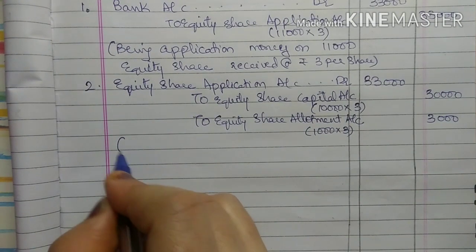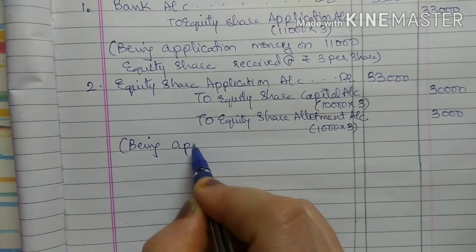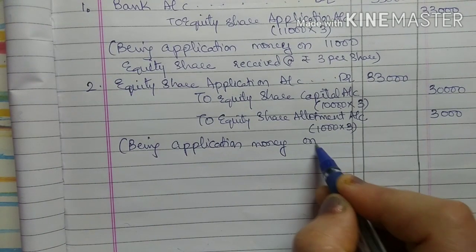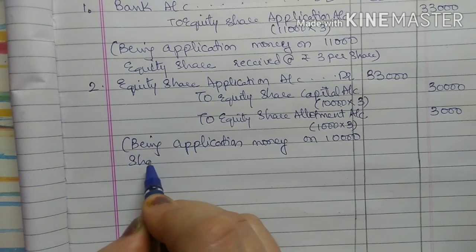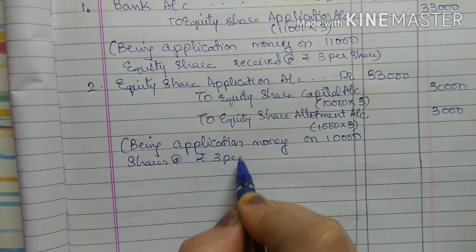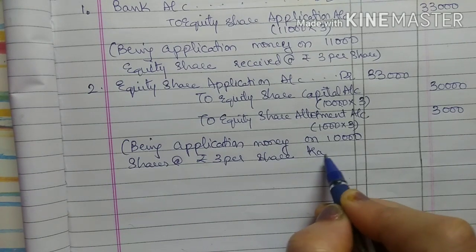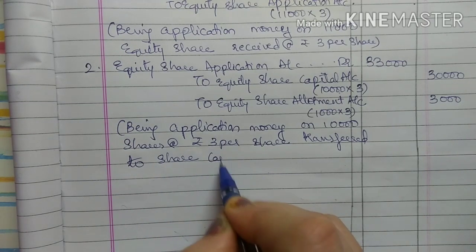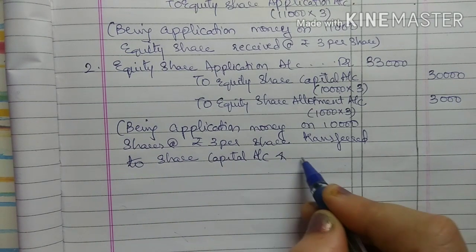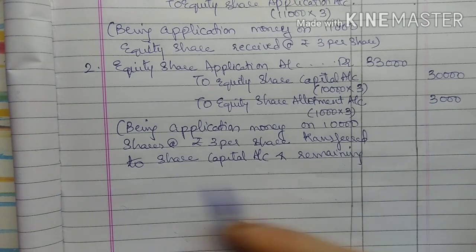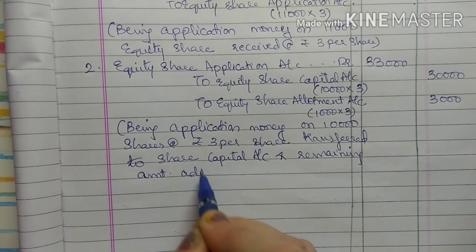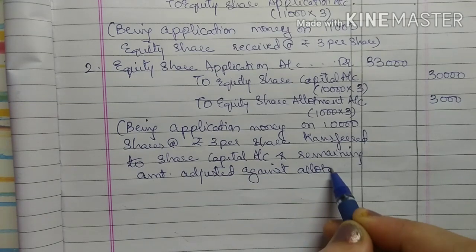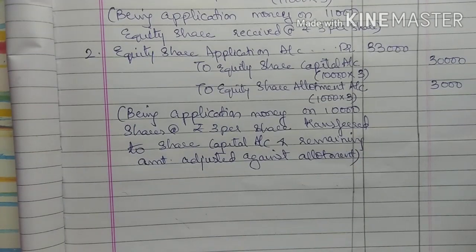Okay, so the narration will be being application money on 10,000 shares at the rate rupees 3 per share transferred to share capital account and remaining amount adjusted against allotment, right? So this is the two entries for first stage.